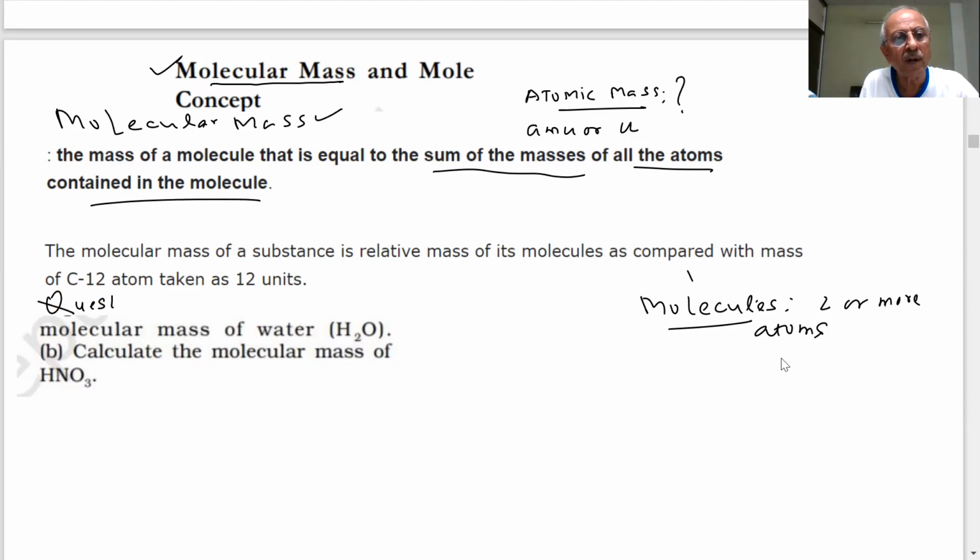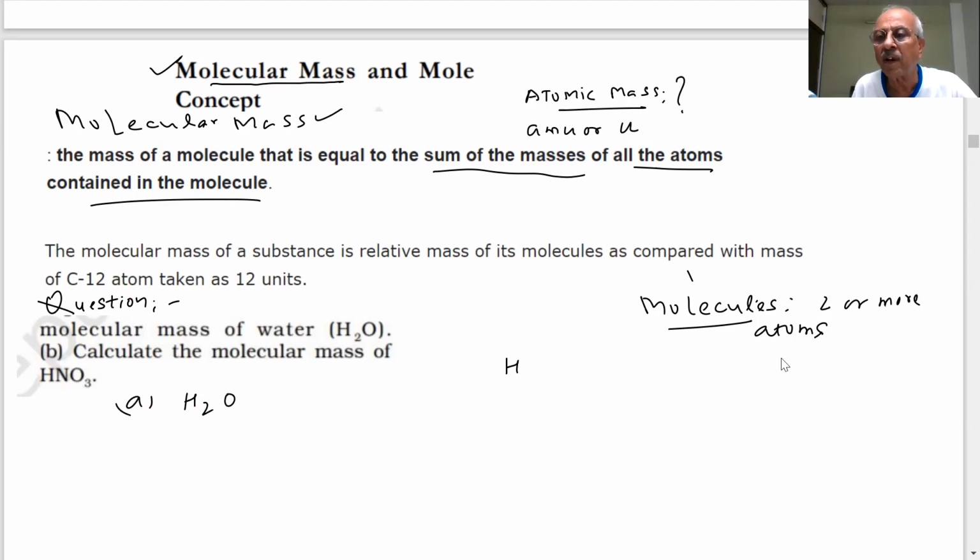Question is, student, you have to find the molecular mass of H2O. I am saying find the molecular mass of H2O. If I sum the masses of 2 hydrogen atoms and 1 oxygen atom, what will I get? Mass of the H2O. So I should know what is the atomic mass of hydrogen, 1 atom. What is the atomic mass of hydrogen?